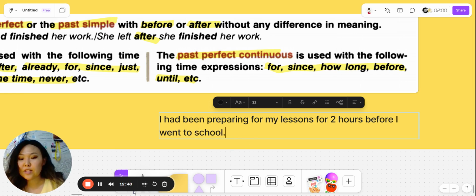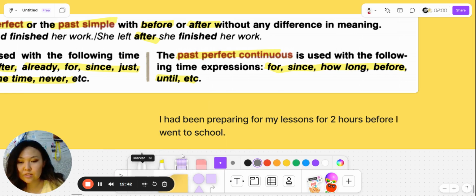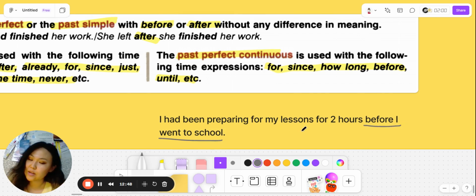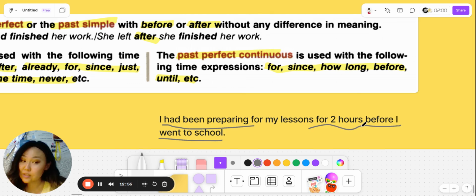And here we have the specific time, before I went to school, some kind of an action. And we have a long action that happened before. I had been preparing for my lessons for 2 hours. And only after that, I went to school. Sometimes my students ask me why we need these past perfect and past perfect continuous. Actually, we need them to make sure that in long texts or long stories, people will understand that this action happened first and then some other ones.